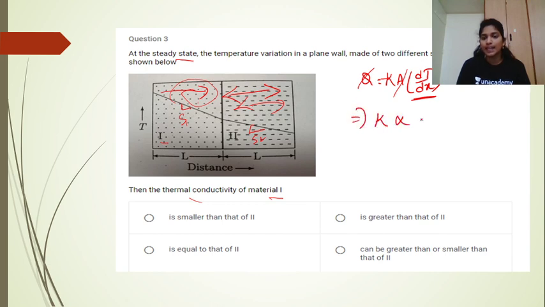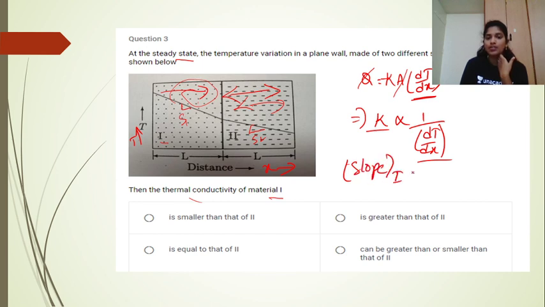So basically K is inversely proportional to the temperature gradient, right? So with this, what we have here is temperature versus distance, which is nothing but x, right? So this relation will be giving you the slope of T and x, right? So what is the relation between the slope and the thermal conductivity? It is inversely proportional to the slope between temperature and x, right? So here the slope of the first slab is greater than the slope of the second slab, right?